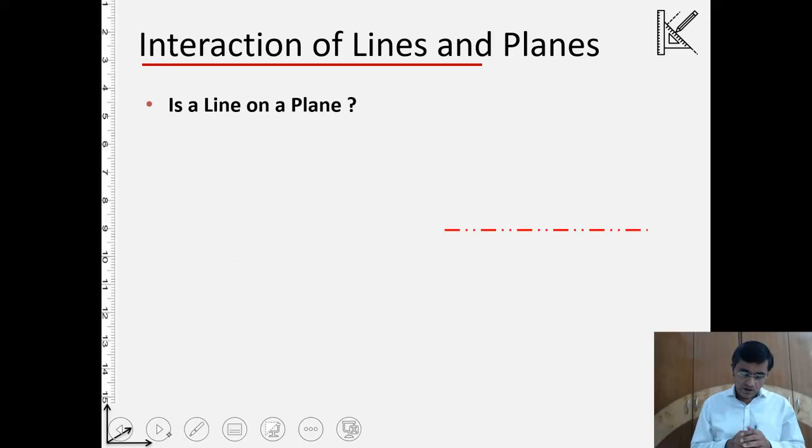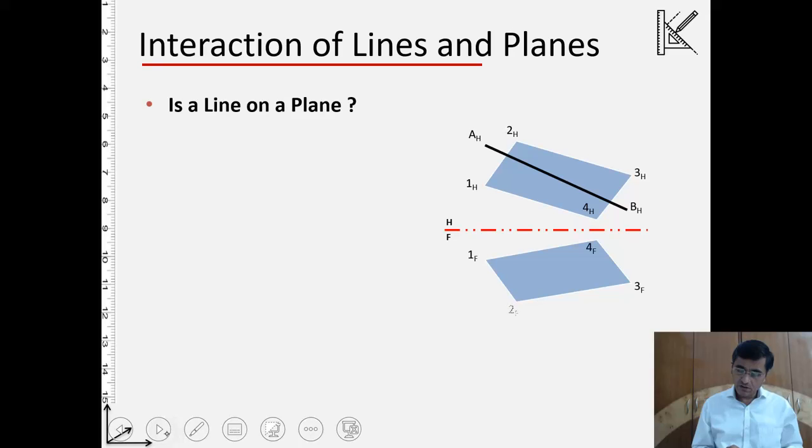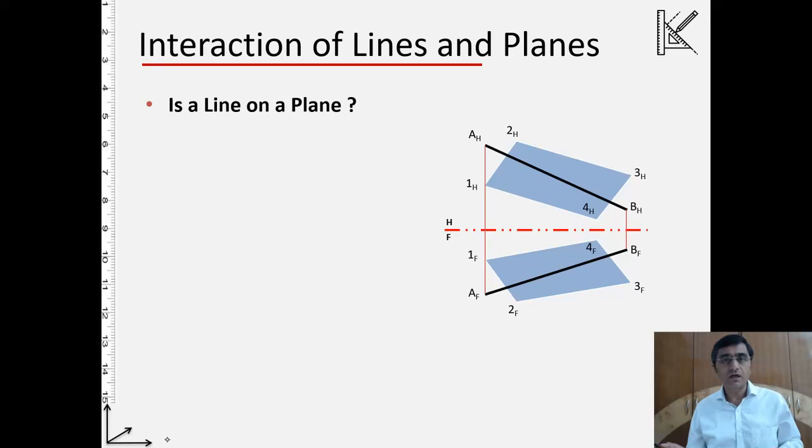Alright, I will show you the horizontal view and the frontal view. So here there is a line AB and there is a plane 1, 2, 3, 4, and these are the projections of the line and the plane on the horizontal and frontal principal planes. Using this, we have to determine whether the line is on the plane or not, or whether the line is just passing through the plane or intersecting it. It may be in any form, it can be inclined to it, it can be below it, it can be above it, whatever.